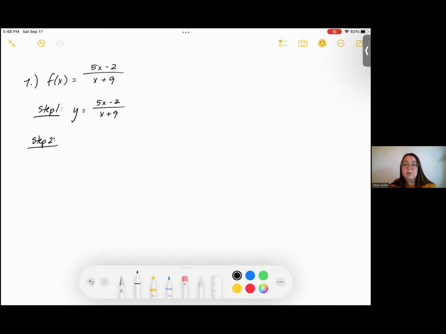The first thing that we want to do to try to solve for x here is that we don't want a fraction. We want to get rid of the x plus 9 on the denominator. So we're going to go ahead and multiply x plus 9 to both sides to get rid of the fraction on one side and then multiply it on the other. So we had y was equal to 5x minus 2 divided by x plus 9. And we're going to multiply each side by x plus 9.